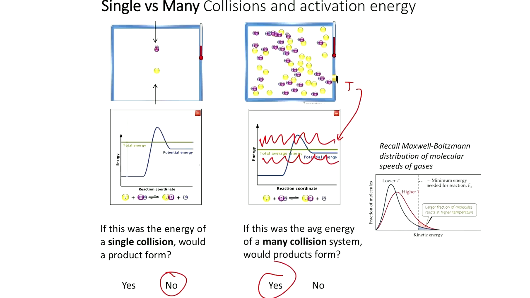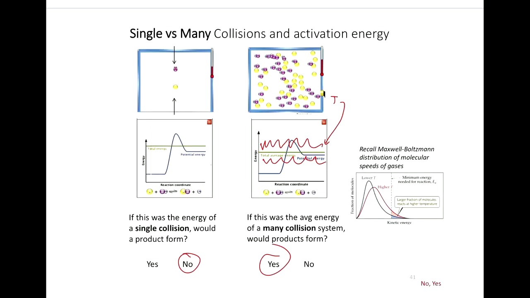All right. So yeah, in this system where there's a many collision system, we don't need to fully get over that activation energy if we're just looking at the average kinetic energy there. All right, so yes, this one does make products. Okay, so there we go, single versus many. So that's a small, actually no, pretty large detail.